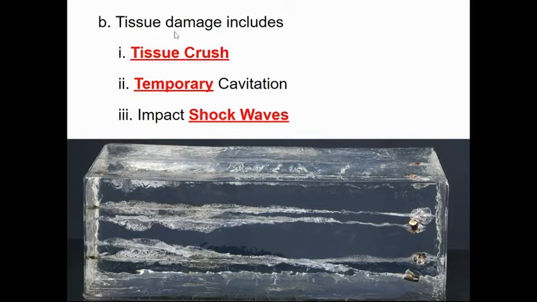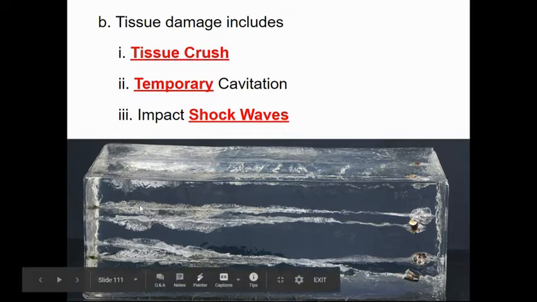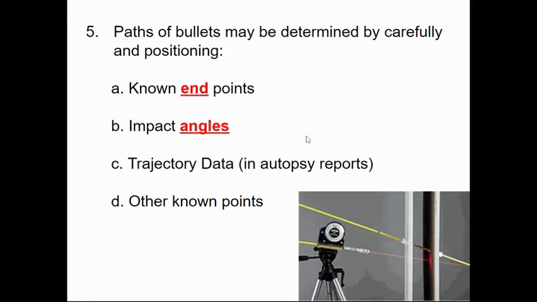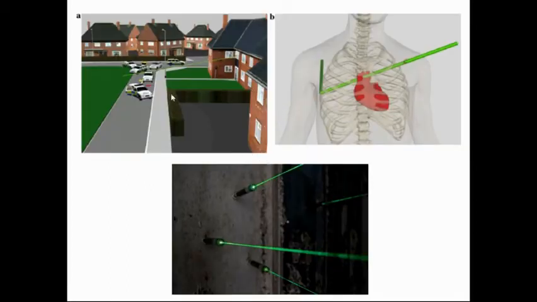So one of the mechanisms of injuring a person is called tissue crush. Literally, this thing hits you and it pushes its way through the body, tearing a hole. Temporary cavitation is the fact that the pressure here can expand the surrounding tissue internally and it can open up a larger channel with it. And then we can have some impact shock waves to an extent as well. So the path the bullet takes can be determined by knowing a few things. If we know the endpoints and we know the impact angles, we can figure out where this thing came from. And so sometimes this is done with lasers, sometimes with strings, and there's different ways to determine these angles.